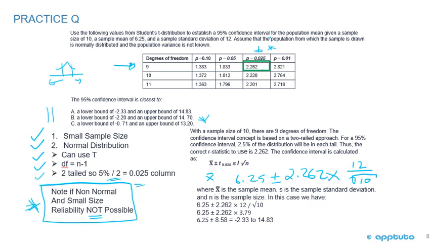So that's one little thing here. They gave you the sample standard deviation. Just be careful if they give you the variance. You're going to have to do a little bit of an adjustment. So if you work your way through the math, you're going to see that the correct answer is A. So the correct answer is A on that.